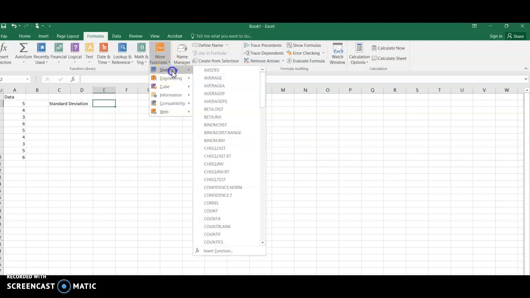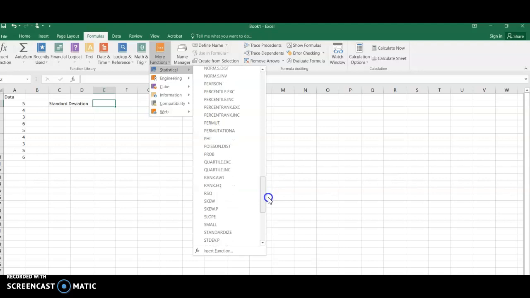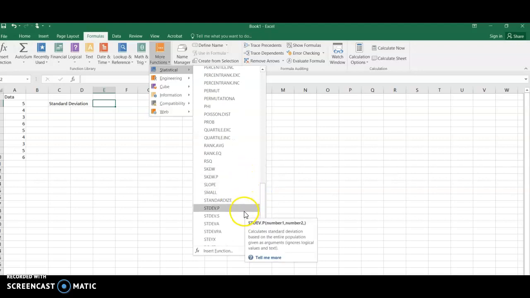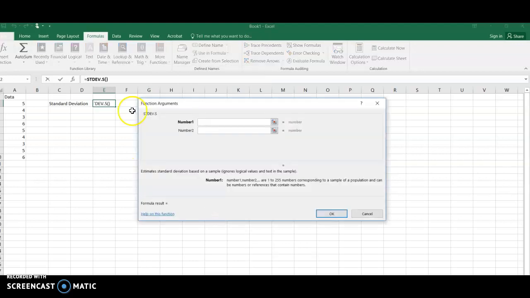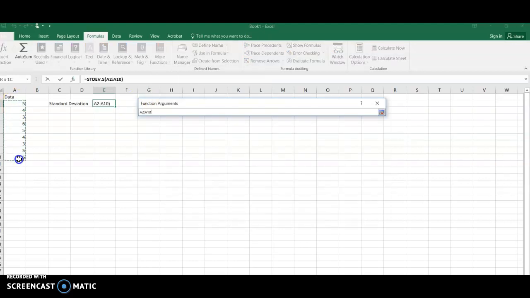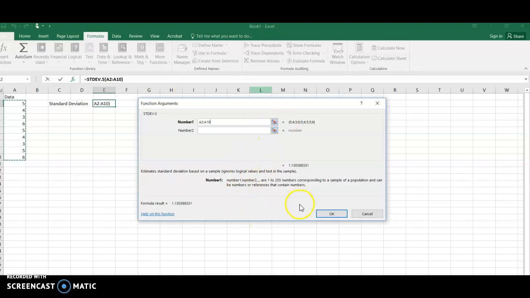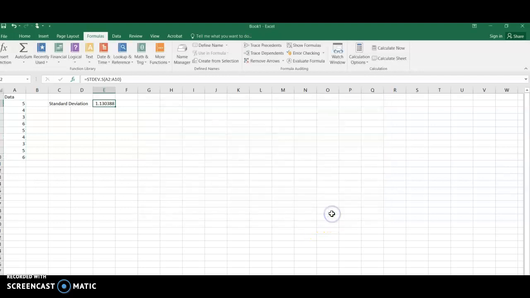I'm going to go to More Functions, Statistical, and then I'm going to scroll down to Standard Deviation. I usually pick the standard deviation based on a sample because that's usually what we're doing. The one with a P at the end is the standard deviation based on a population. So I'm going to pick standard deviation, and then it asks me what do I want to find the standard deviation of. So I highlight my data, and then I can see my data's in here. I click OK, and there is the standard deviation.